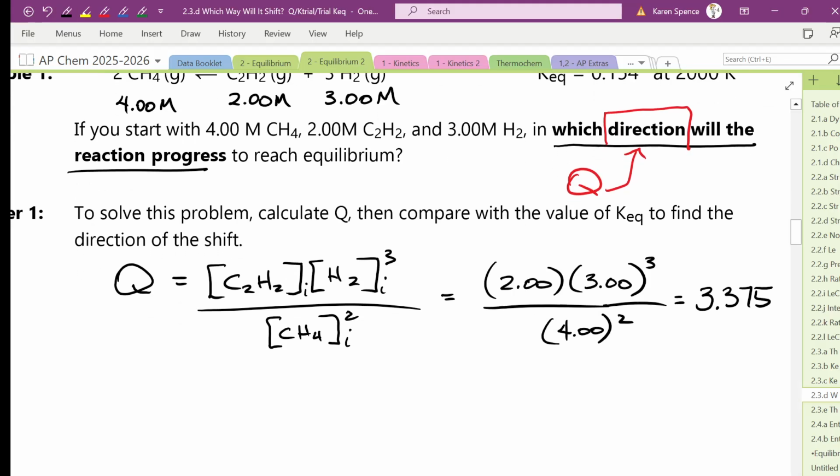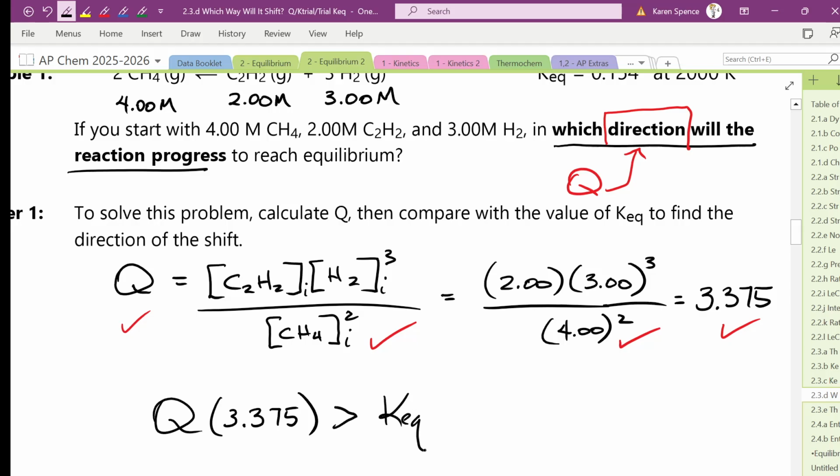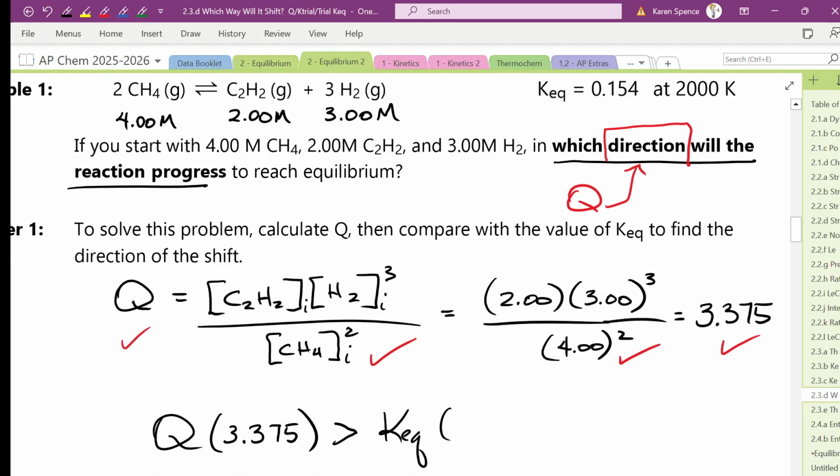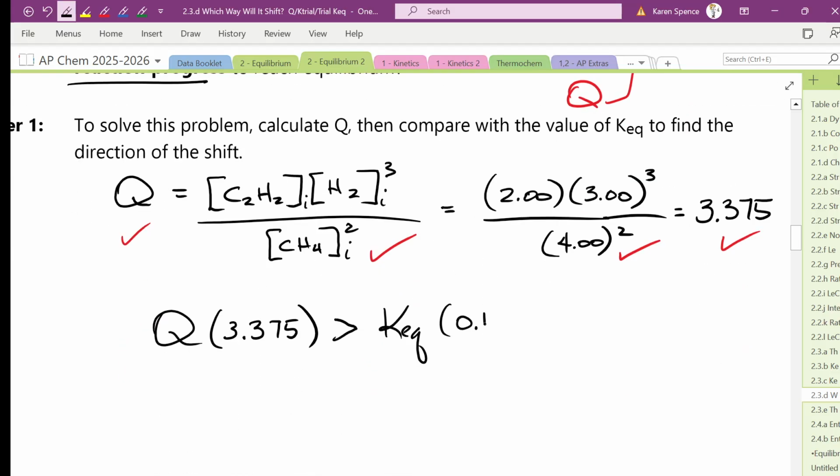But what you do have to say is, once you've got it, you get a mark for writing Q, you get a mark for writing that, you get a mark for getting the correct value. And then you would have to say Q, which is 3.375, is greater than KEQ, which is 0.154. That's given to us in the question, the KEQ.